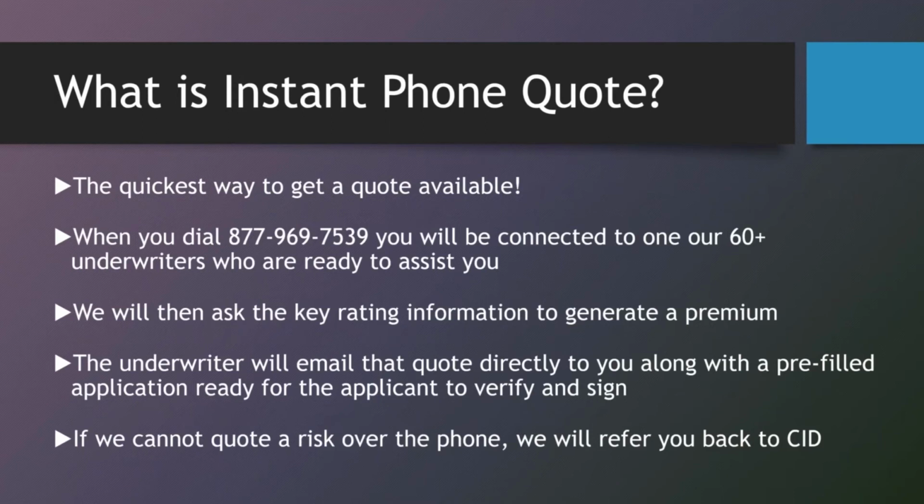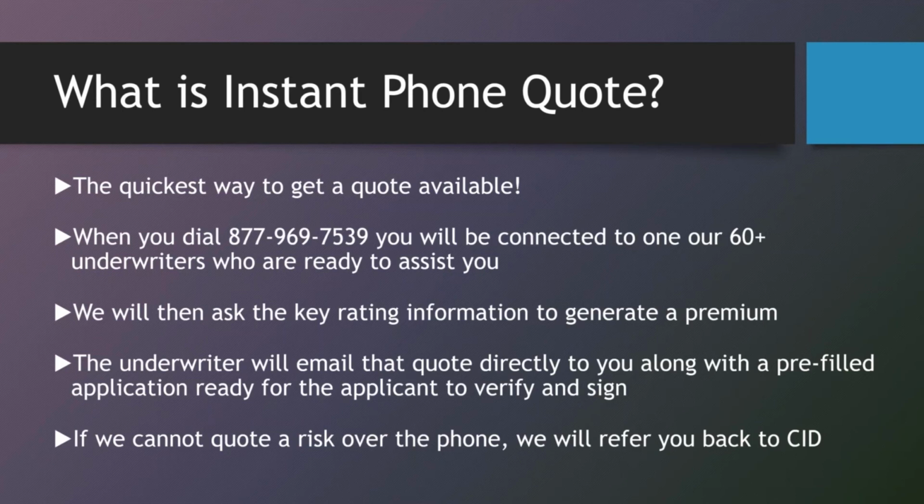What is instant phone quote? So Lisa just talked to you all about your different product offerings and how USLI can help you, and what our product covers. I'm going to tell you the quickest and easiest way to get a quote, which is our instant phone quote option that's available to you through CID Insurance. When you dial that number you see on your screen, 877-969-7539, you're going to be connected to one of USLI's 60-plus underwriters that can quote this business to you directly on behalf of CID.